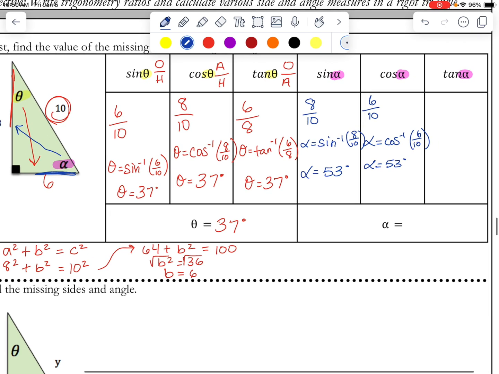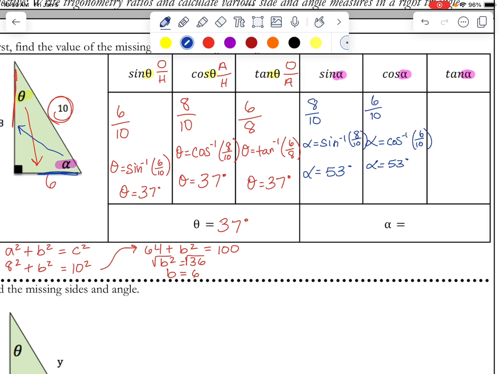And our last one, tangent, is opposite over adjacent. So our opposite of alpha is 8. Adjacent was 6, so alpha is inverse of tangent 8 over 6, which you should get 53 degrees when you round to the nearest degree.